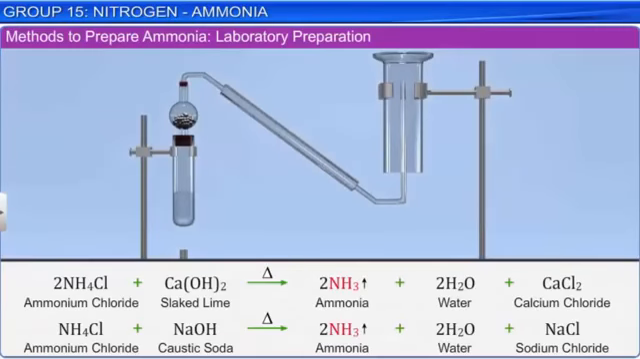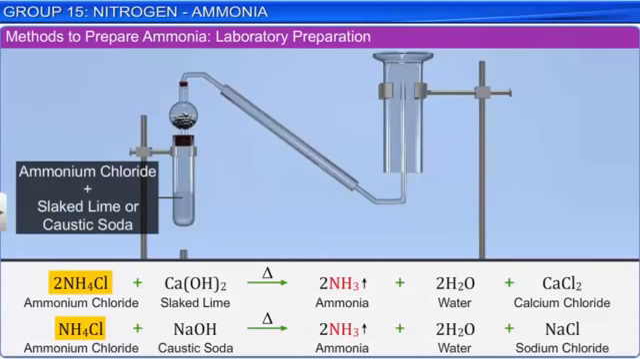In the laboratory, ammonia is generally prepared by heating an ammonium salt with a base such as caustic soda or slaked lime. Ammonium chloride, when heated with lime or caustic soda, evolves ammonia gas.